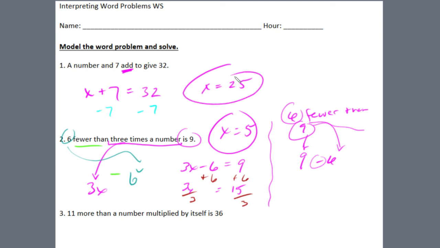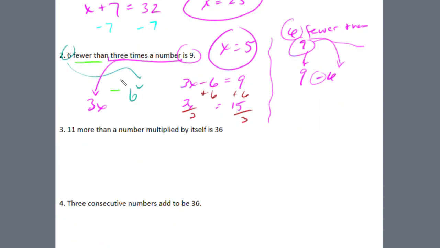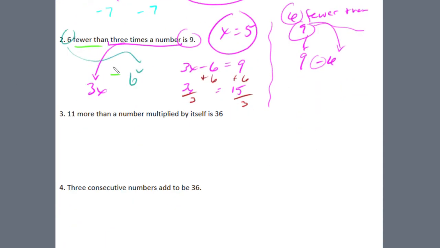Okay, so moving on, we've got 11 more than a number multiplied by itself is 36. 11 more than a number multiplied by itself. Well, again, if you're confused about what operations to do, think about another problem where it starts off similarly. If I said, what's 11 more than 5? Well, hopefully you would think of an operation like 11 plus 5, or 5 plus 11. Whichever way you do it doesn't matter, since with addition you can switch these numbers and you get the same answer.